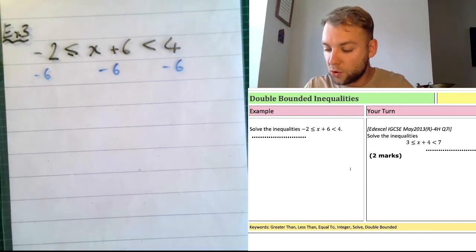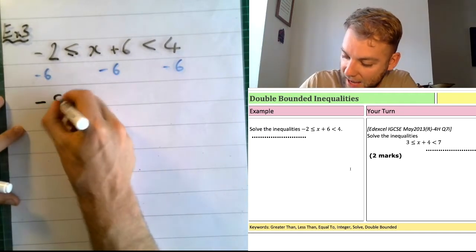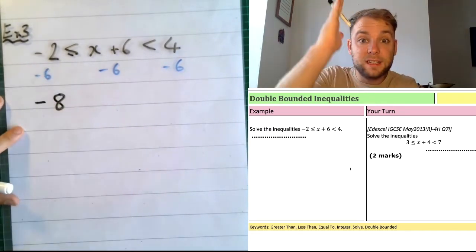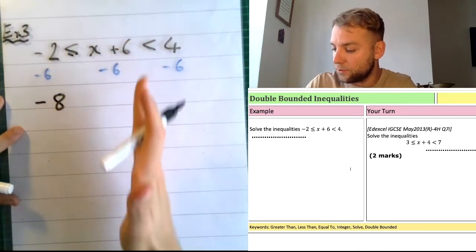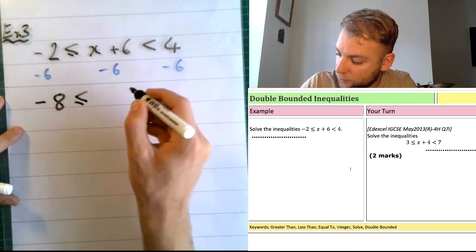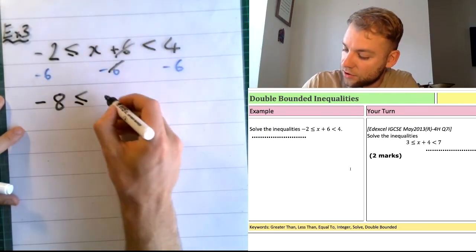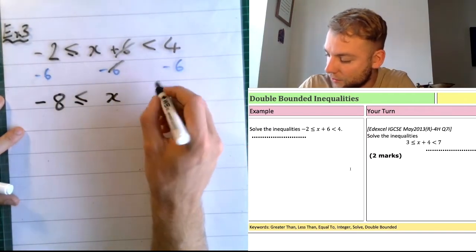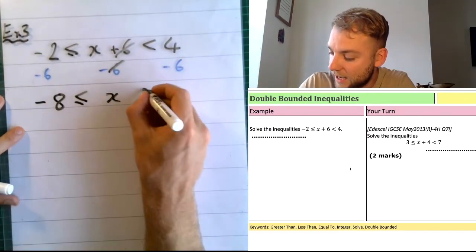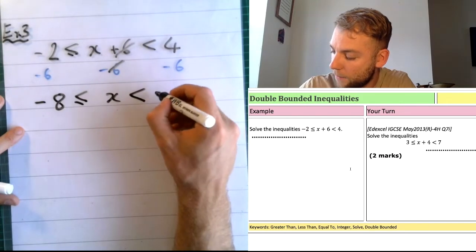So negative 2 subtract 6 is negative 8. Keeping the symbols the same, I haven't mentioned that yet, but these symbols need to stay the same, which is less than or equal to. The 6s will cancel, so you're just left with x, which is less than, well, 4 take away 6 is negative 2.